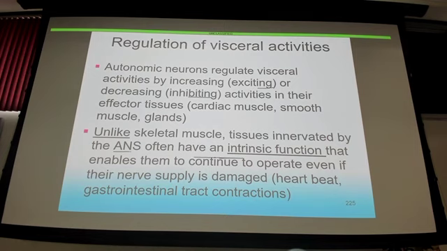So if you were to sever all connection of your bowels, your intestines, from the central nervous system, they would still function. They just would not function very well, like I talked about with spinal cord patients. Same thing with the heart. You could sever that connection to the central nervous system, and the heart won't function as well either. But they do have that intrinsic function if the nerve supply is damaged.